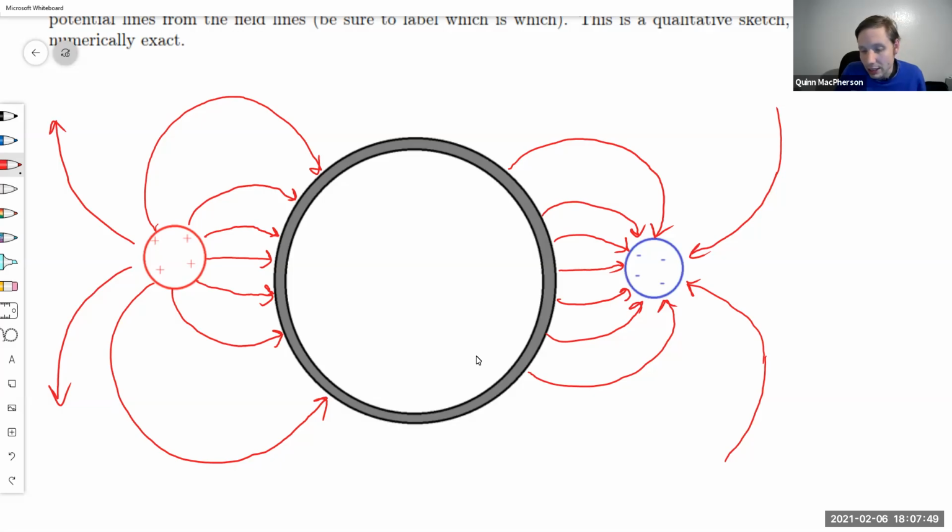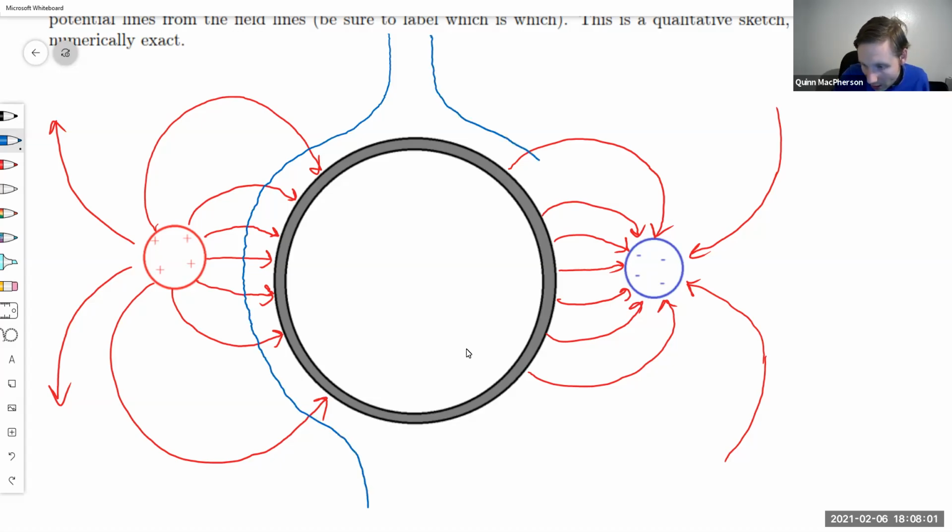Okay, so that's that. Now let's draw some equipotential surfaces. So I'm going to draw those in blue. You notice that when I draw it like this, the equipotential surface is perpendicular to all of the field lines, as it should be. Also note that the equipotential lines do not go through the circle.